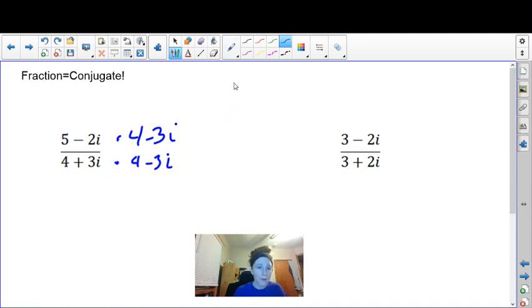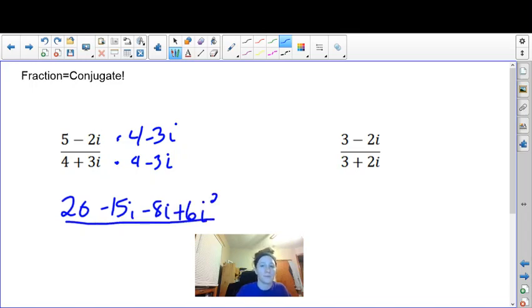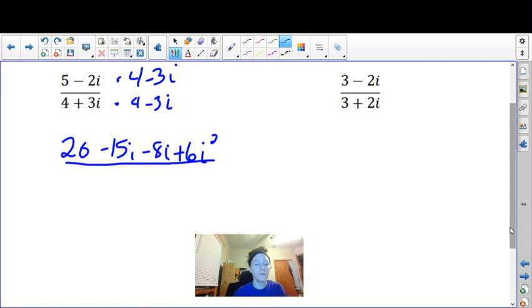Okay, so 4 times 5 is going to give me 20, and I'm foiling the top here. 5 times -3i is -15i. -2i times 4i is -8i. -2i times -3i is positive 6i squared. Now we're going to do the bottom. 4 times 4 is 16. 4 times -3 is -12i. 3i times 4 is positive 12i. And 3i times -3i is -9i squared.